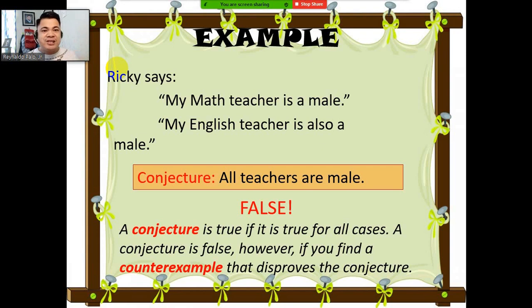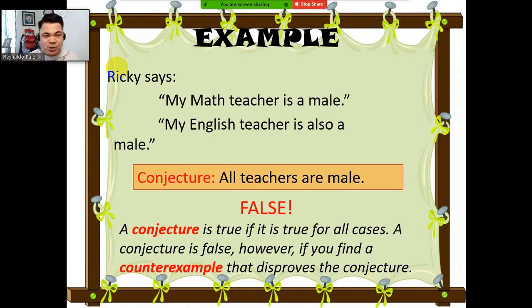So it means, class, it's not all the time that a conjecture is true. Sometimes it becomes false if there exists a counterexample that will disprove it. In this case, all teachers are male. The counterexample that we can give is that there are also teachers that are female. Okay? So it is still a conjecture, but it is false because of the counterexample.